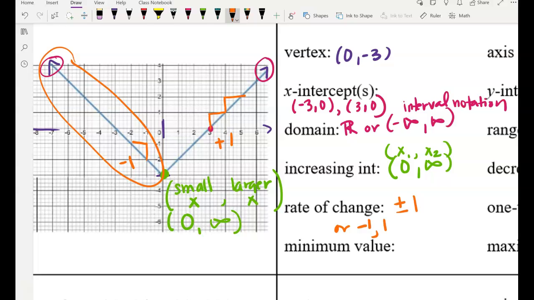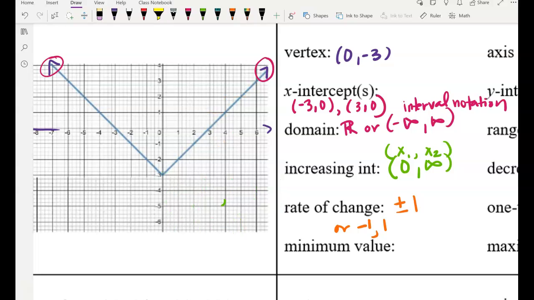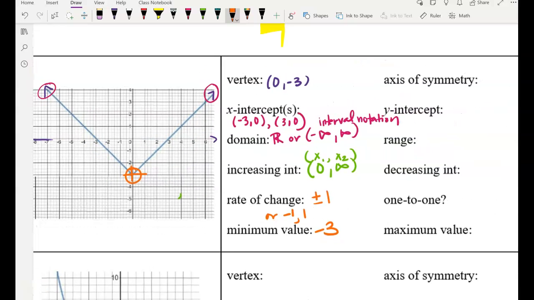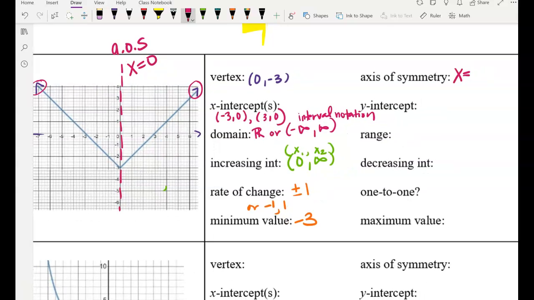Okay. Minimum value. Minimum value is the lowest value, and we're going to use the y value. So the minimum, lowest value is at -3. Axis of symmetry. Axis of symmetry, based on your definition, is a line that divides the graph into exactly 2 equal halves. So here's the line right here. That is the axis of symmetry. And this line is called x equals 0, and the reason it's called x equals 0 is because it intersects the x-axis. So the axis of symmetry is x equals 0.